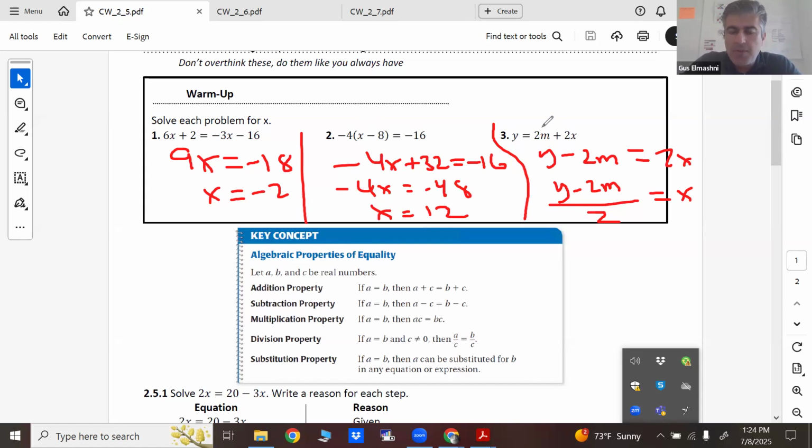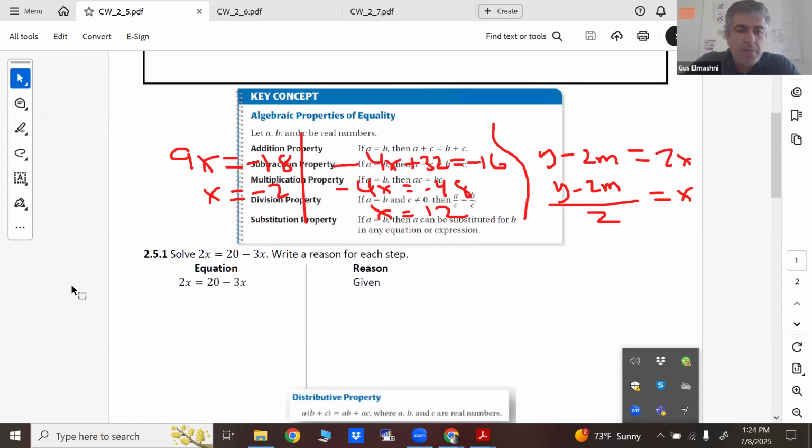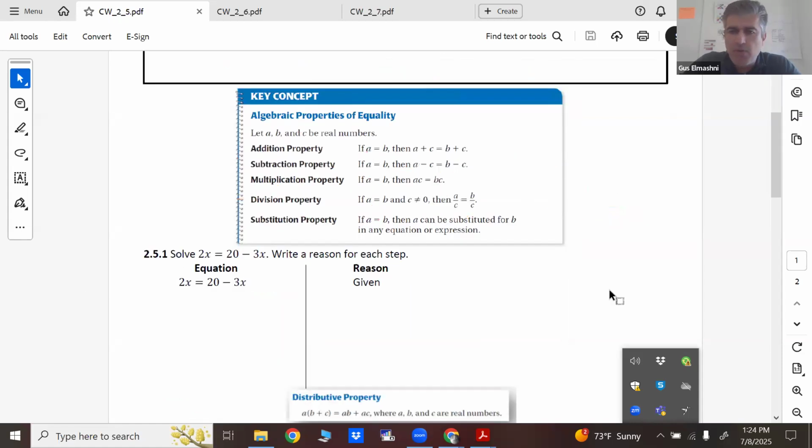Or for number 3, I use something called the subtraction property because I move the 2m over and then divide by 2, again, division property, right? And that's what's being mentioned here. These are algebraic properties of equality because you're doing it to both sides of an equation, so it's fair treatment.